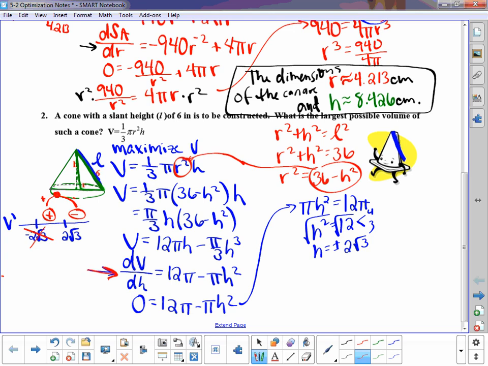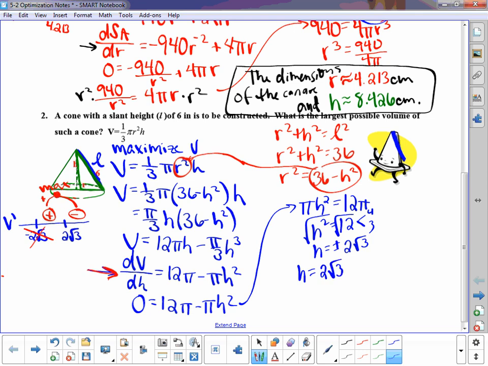And we indeed have that as a maximum. Can we agree with that? Are we all good with that? Okay. So again, just verifying that it's indeed a maximum. So let's throw out our negative. That's just an extraneous solution. It is a solution to our equation, but not in the context of the problem. So we have our height is 2 root 3.